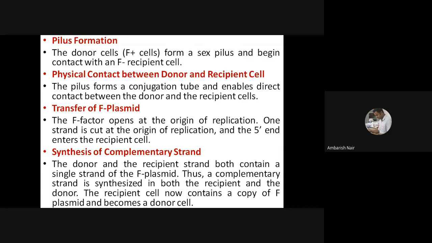Release is not sufficient. One strand is here, one strand is there, but it should be double strand. So, synthesis of complementary strand. The donor and the recipient strand both contain a single strand of F plasmid. Thus, a complementary strand is synthesized in both the recipient and the donor. The recipient cell now contains a copy of F plasmid and becomes a donor cell.